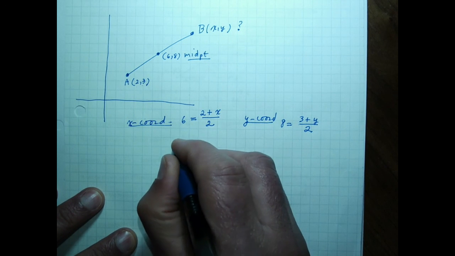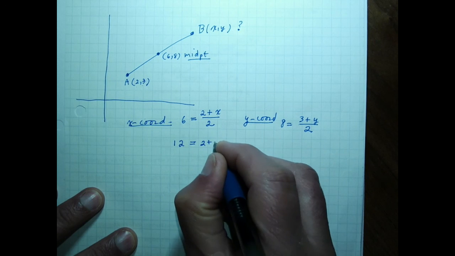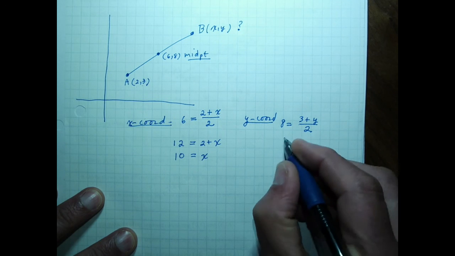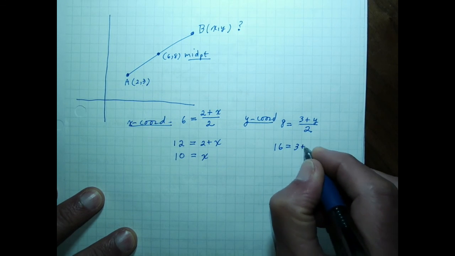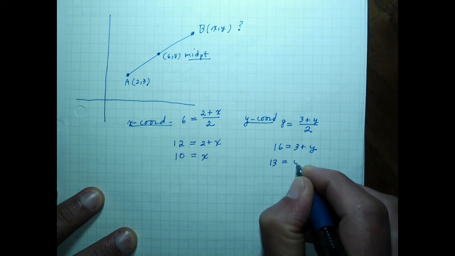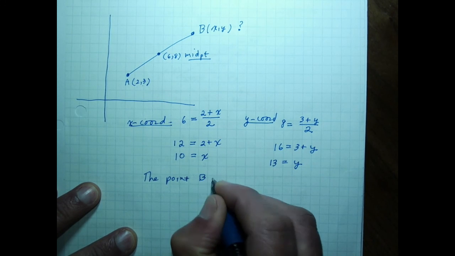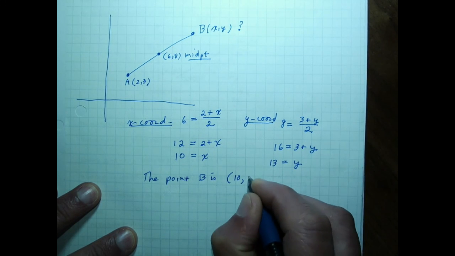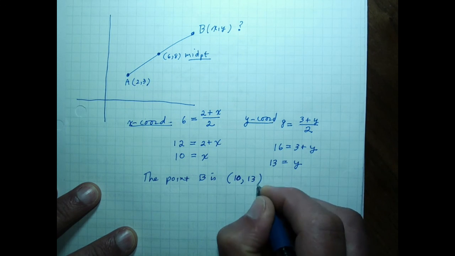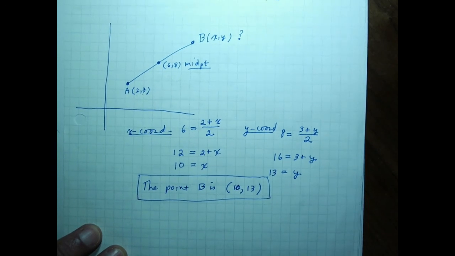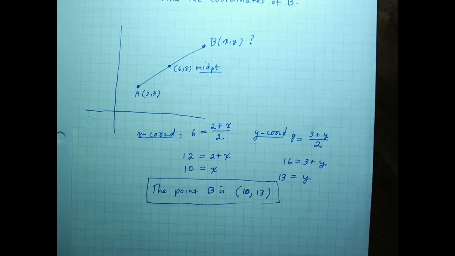And I can solve for x and y in these two equations. I can multiply both sides by 2. I get 12 is equal to 2 plus x. Subtract 2, 10 is equal to x. Multiply by 2 here, I get 16 is 3 plus y. Subtract 3, 13 is y. So the point B is the point with x-coordinate 10, y-coordinate 13. That's (10, 13). So not too tricky, but not too intense with the algebra. But we've found the other endpoint of that segment. And that's the end of our midpoint discussion.